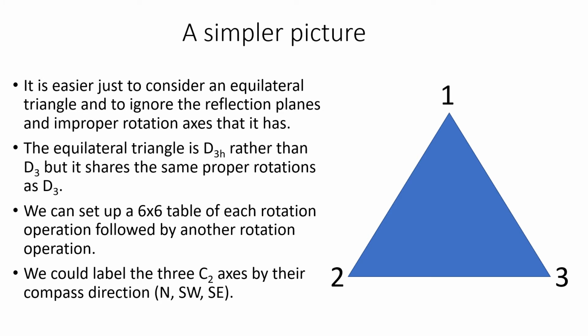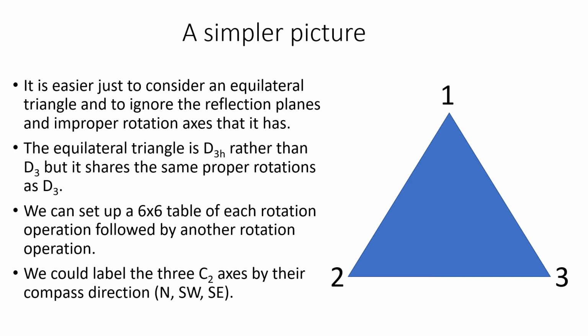And then how do we label the C2 axes? There are lots of things you could do. I'm going for a system here using the points of the compass. The C2 axis I'm calling north is going to point straight up, so it's going to bisect the triangle going through vertex 1. And the ones that go through vertex 2 and vertex 3, I'm calling southwest and southeast. They're pointing down in that direction, towards corners 2 and 3.